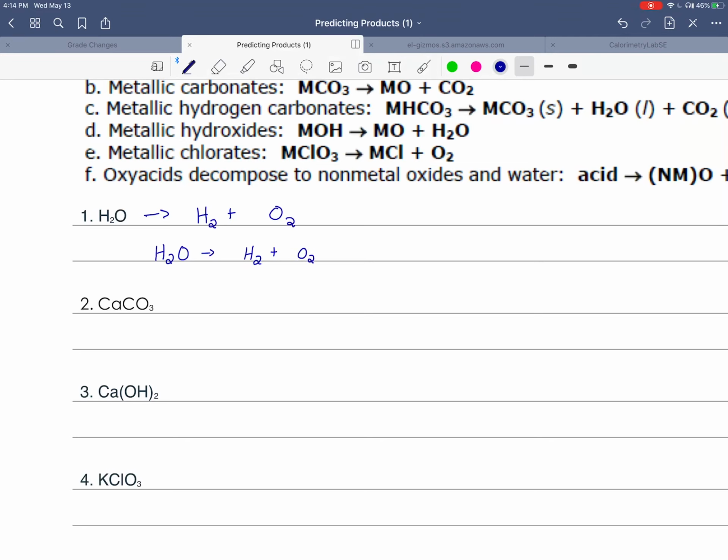and now we need to balance. 2 H's, 2 H's, 1 O, 2 O's. So we have to double the water. By doubling the water, we double the amount of hydrogen, so we have to double the amount of hydrogen in the products. That gives us a balanced reaction.